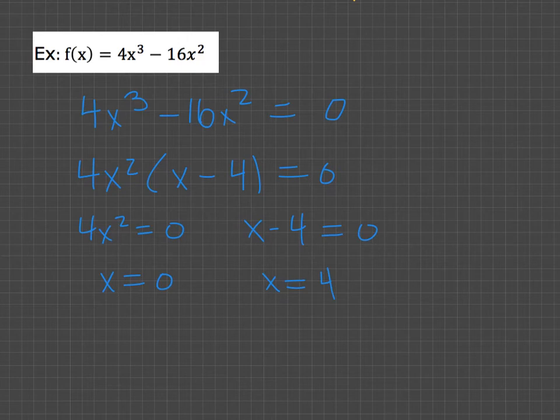And now let's look at multiplicity. So for x equals 0, that comes from a factor that has exponent of 2, so it's multiplicity of 2. And x equal to 4 comes from a factor with multiplicity of 1. All right, it's not there, so that means it's 1, so it has multiplicity of 1.